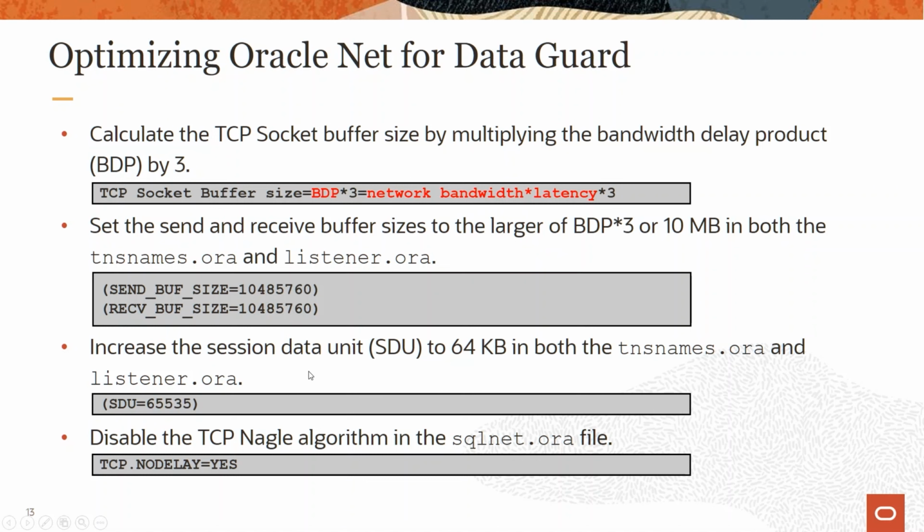And also your session data unit, the default is small. I believe 8K is the default size. But we can use a bigger size as well, up to 2 megabytes. In our class environment, we're going to use 64K in the tnsnames.ora and listener.ora files. And also in the sqlnet.ora file, we can disable the TCP no delay option. So we can choose a couple of settings based on best practice, and that's recommended.